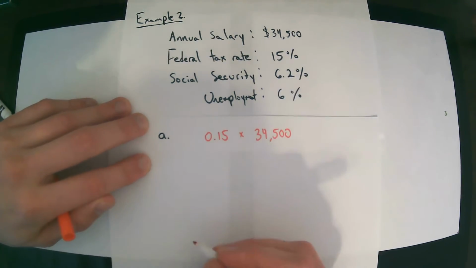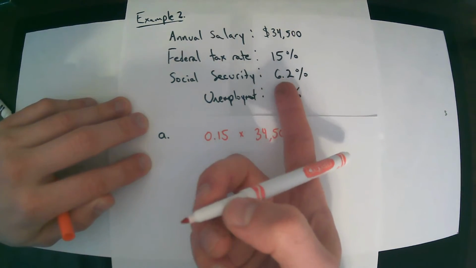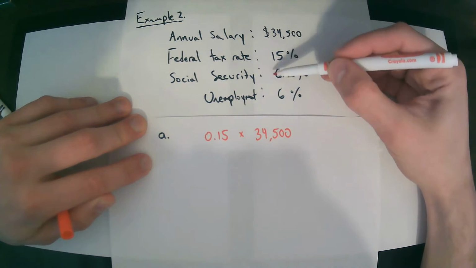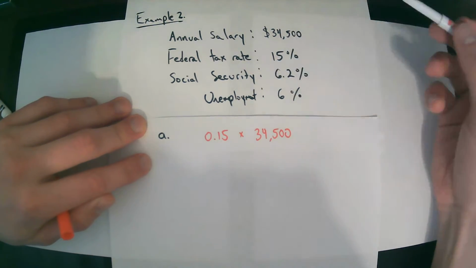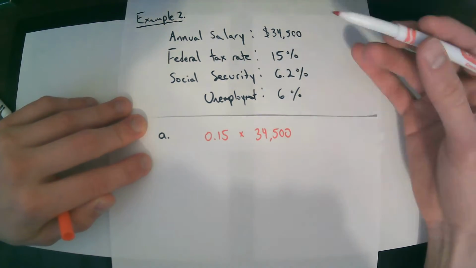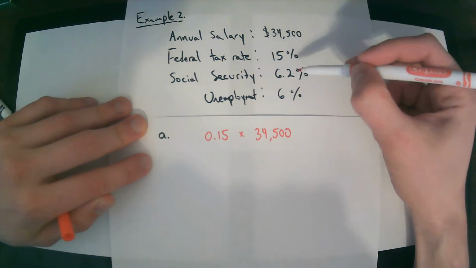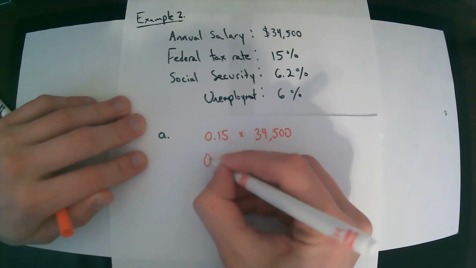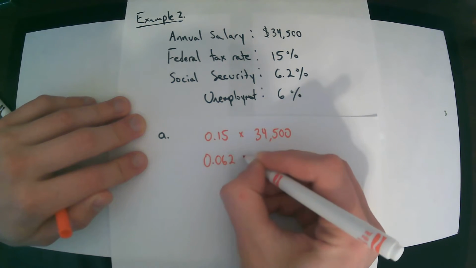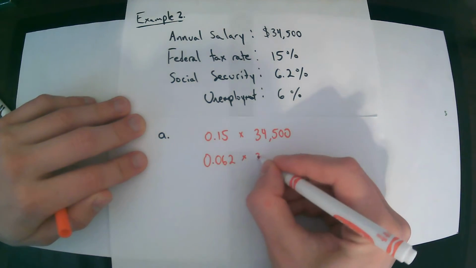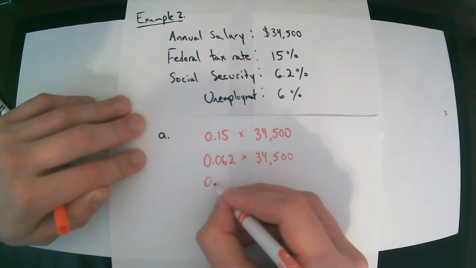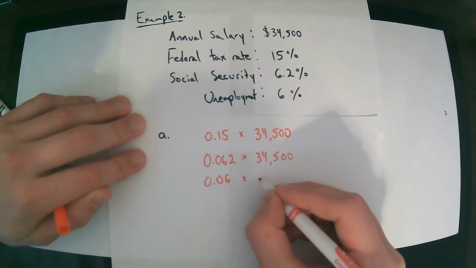Then I'm going to have, now recall, the quickest way to get a percent as a decimal is just divide it by 100, right? You can say scoot the decimal place left by 2, but if that confuses you, just punch 6.2 into your calculator and divide it by 100. 0.062, that's the Social Security, and then 0.06.